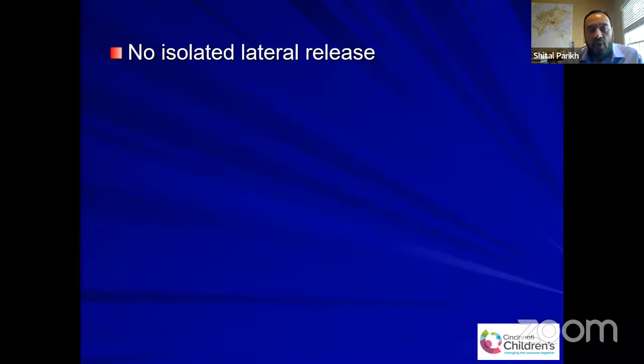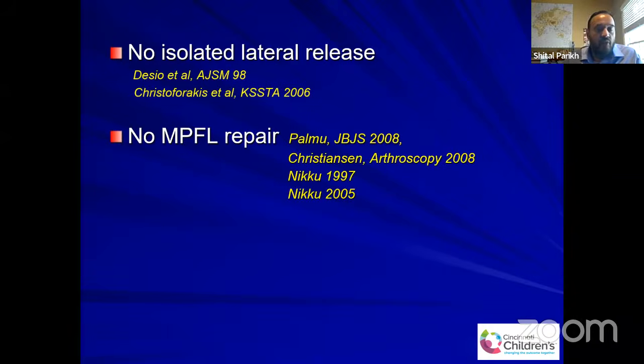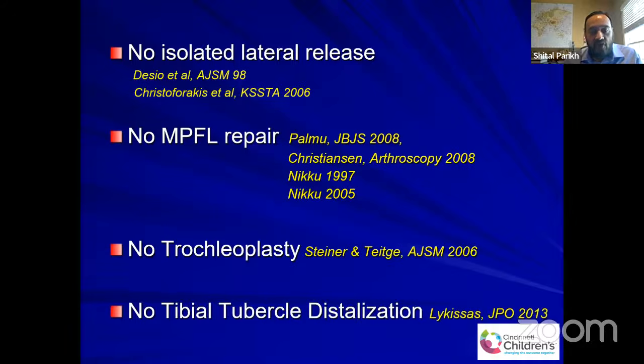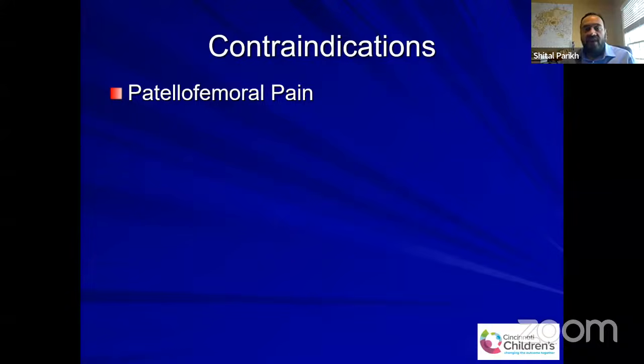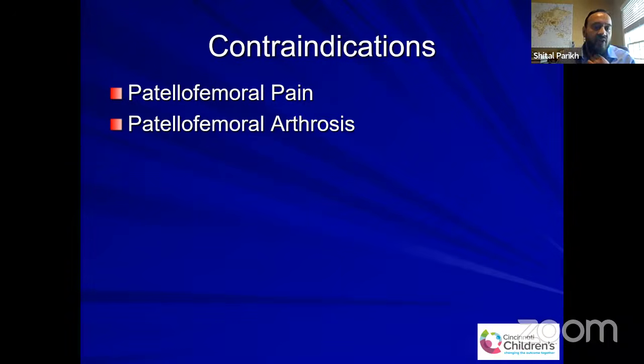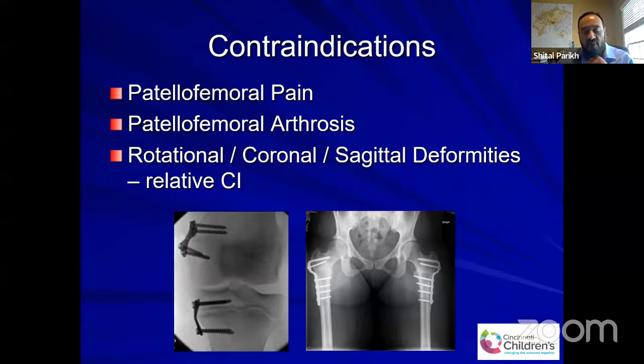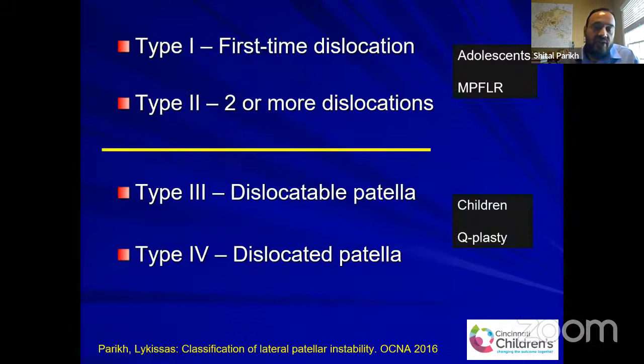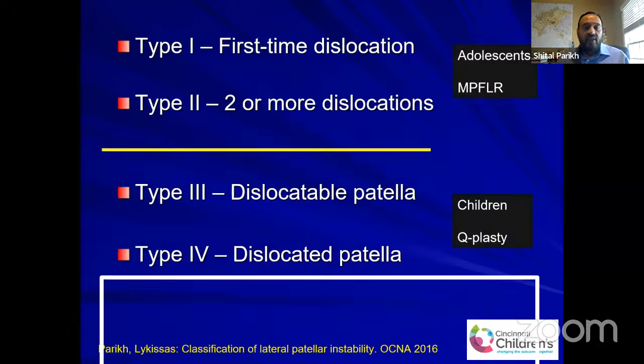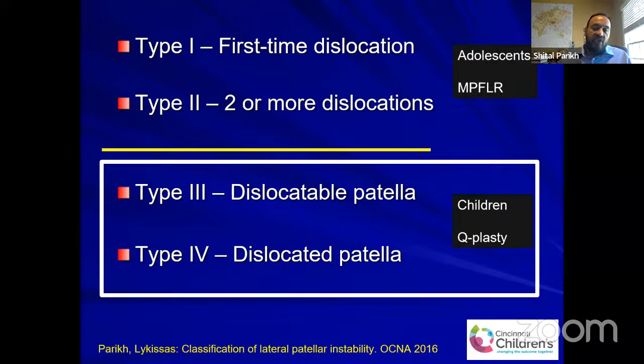So in short, we do no isolated lateral release, we do no MPFL repair, no primary trochleoplasty, and we don't do tibial tubercle distalization. The contraindications for doing an MPFL reconstruction are patellofemoral pain, arthrosis, or significant other deformities, in which case we need to correct the deformity first and then address the patella. Let's look at the second group. How do we treat those?